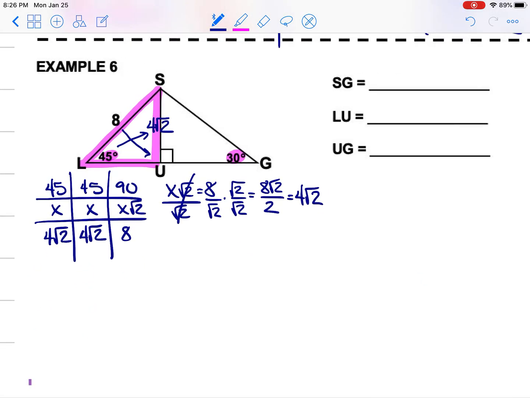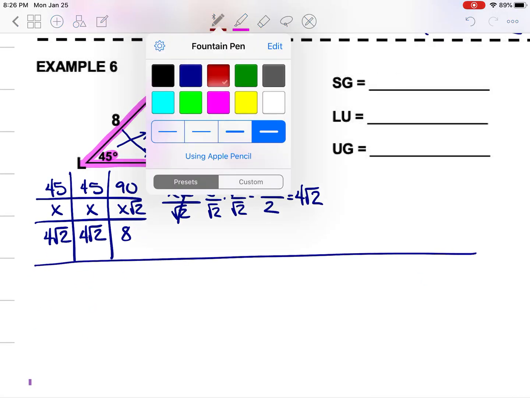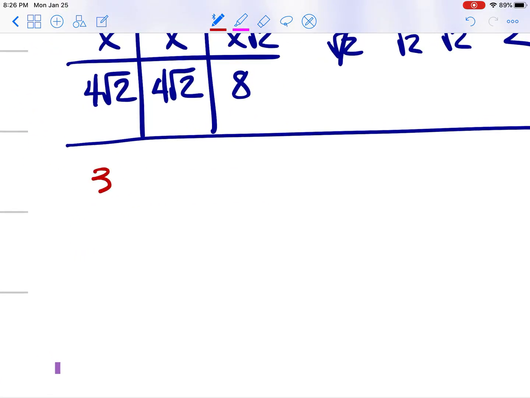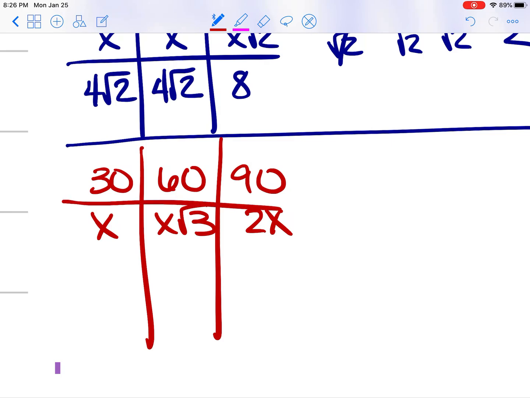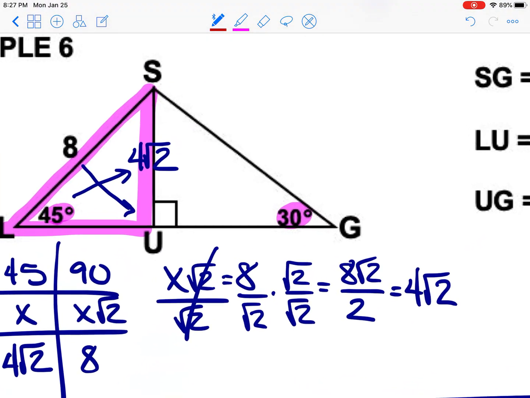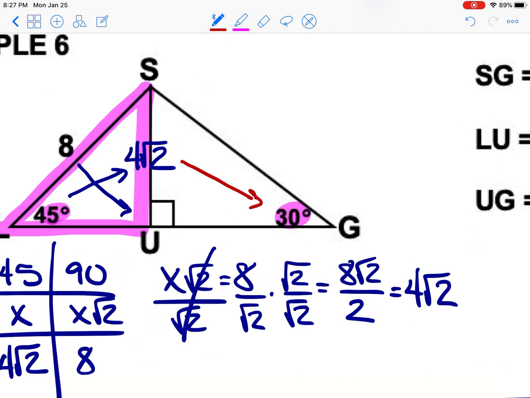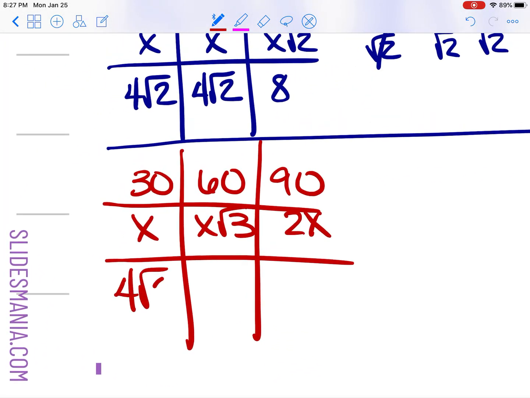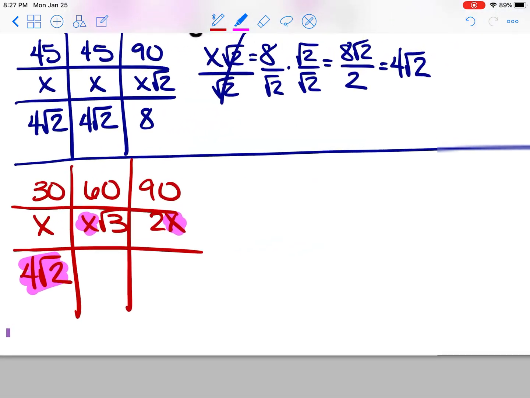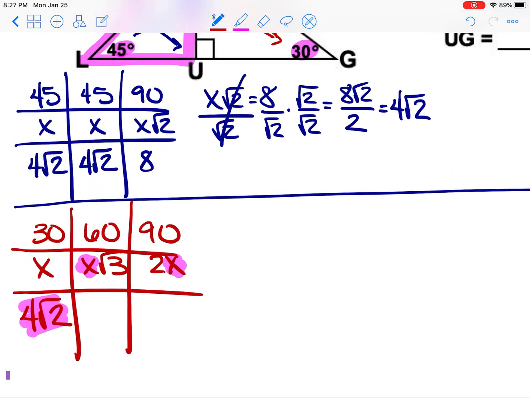So let's set up a 30, 60, 90. We know our labels are x, x square root of 3, and 2x. If we go back to our picture, that 4 square root of 2 is across from the 30, so we're going to stick that there. And we're going to sub that in for this x and this x. So we have 2 steps here. So we have 4 square root of 2.